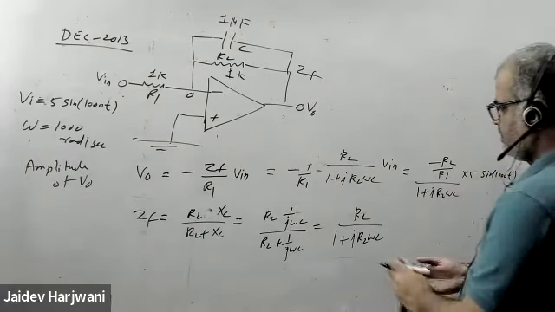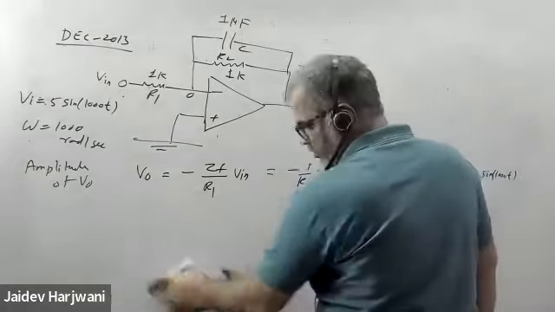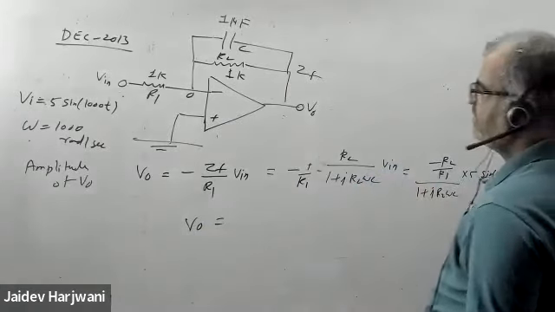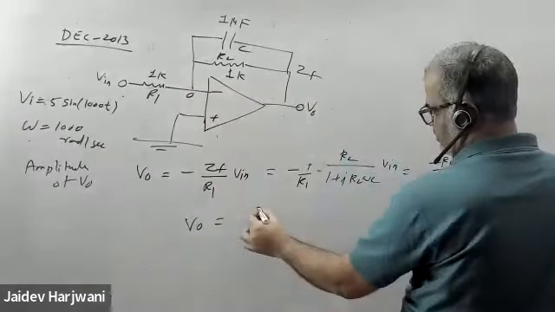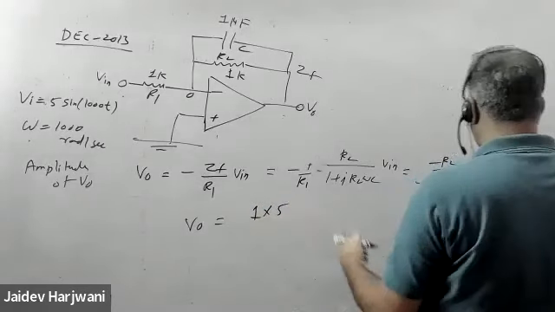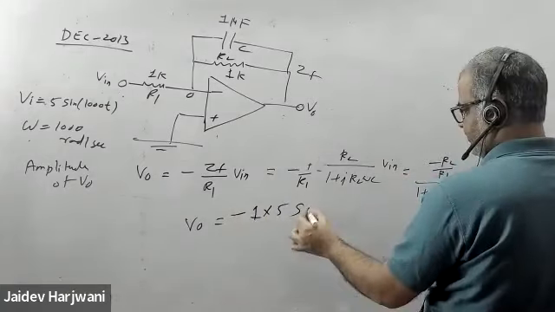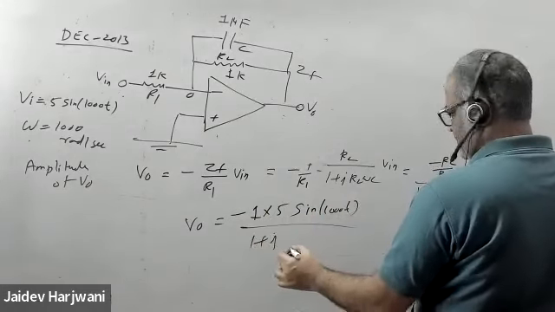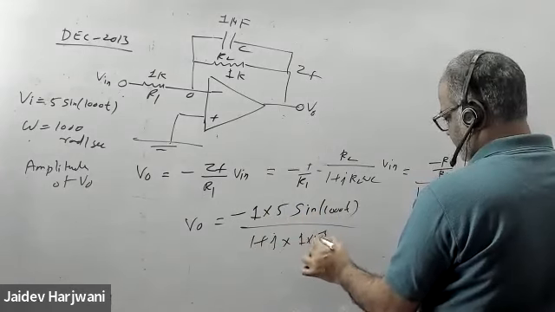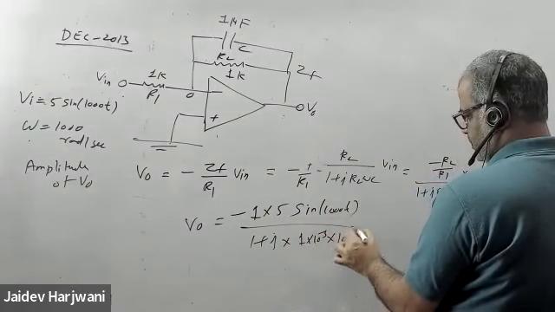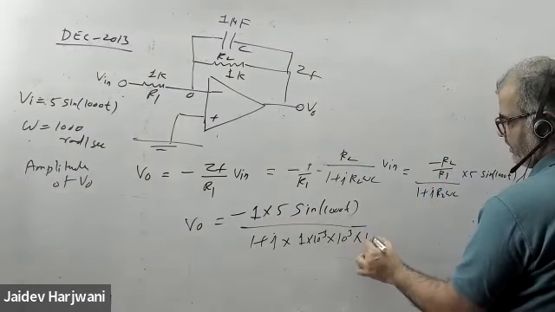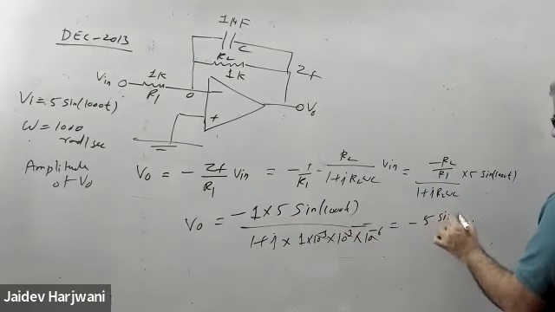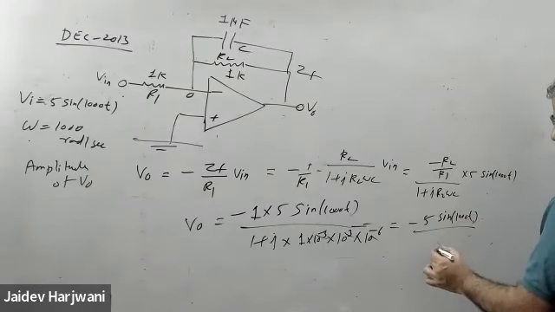Sir, what answer did you say for the amplitude? 5 by root 2. Okay, so now V naught will be, R2 by R1 is 1, both are the same. You have 5 here, you have the minus sign and you have sine 1000t, and you have 1 plus J. R2 is 1 kilo ohm, omega is 1000, and C is 1 microfarad, 10 to the power minus 6. So this cancels out. So you get minus 5 sine 1000t upon 1 plus J.